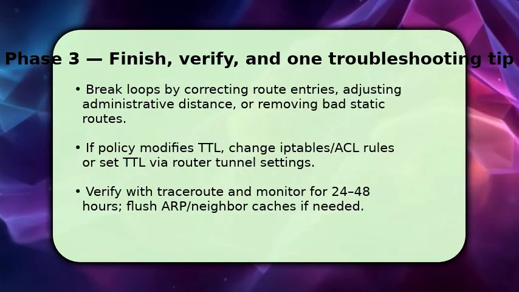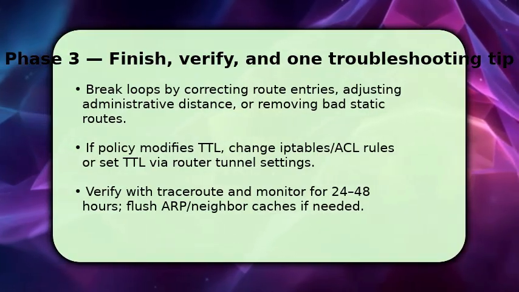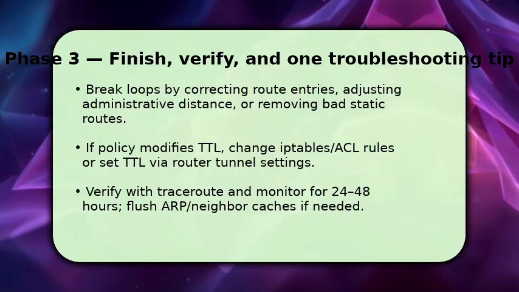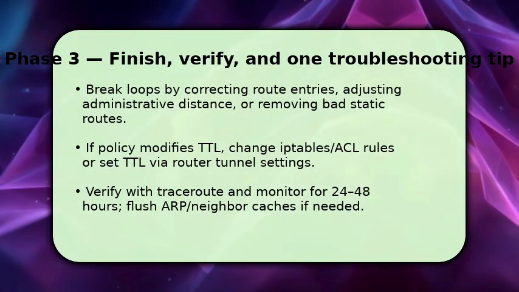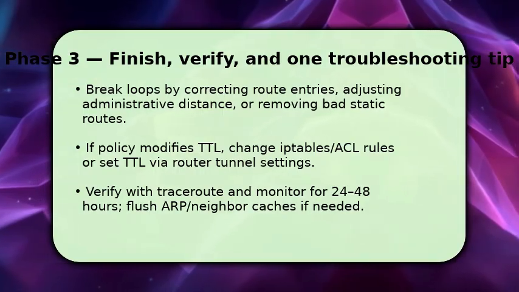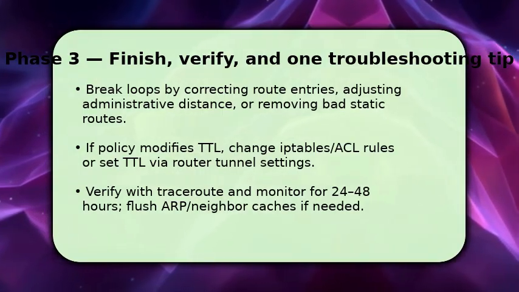Once changes are applied, run traceroute to confirm the path no longer shows TTL expired and monitor traffic for a day or two. If problems persist, flush ARP/neighbor caches and retest.